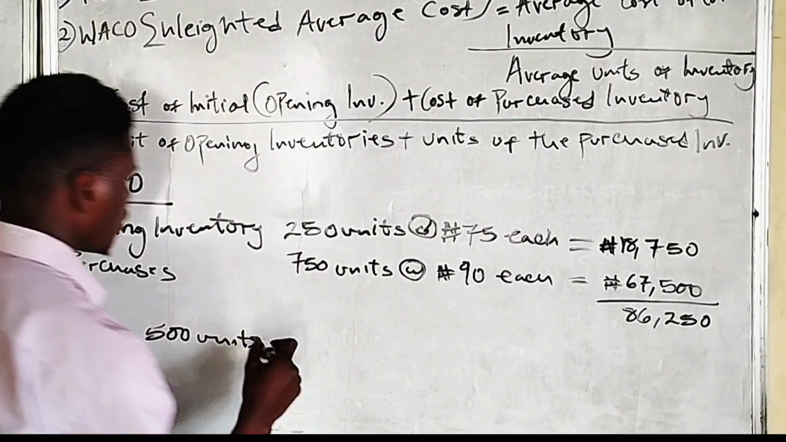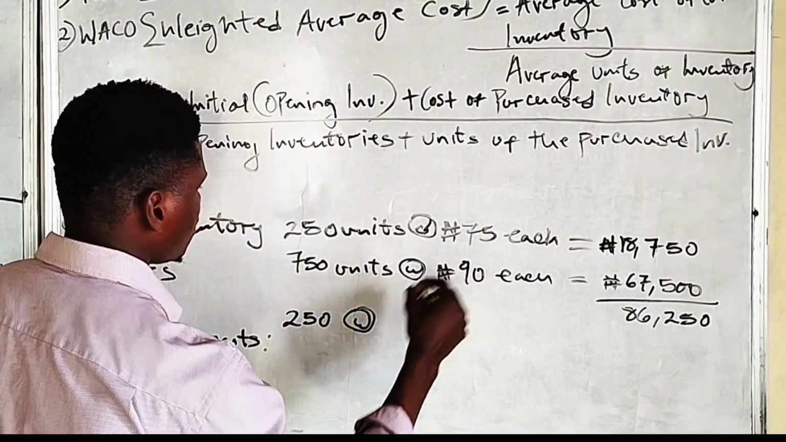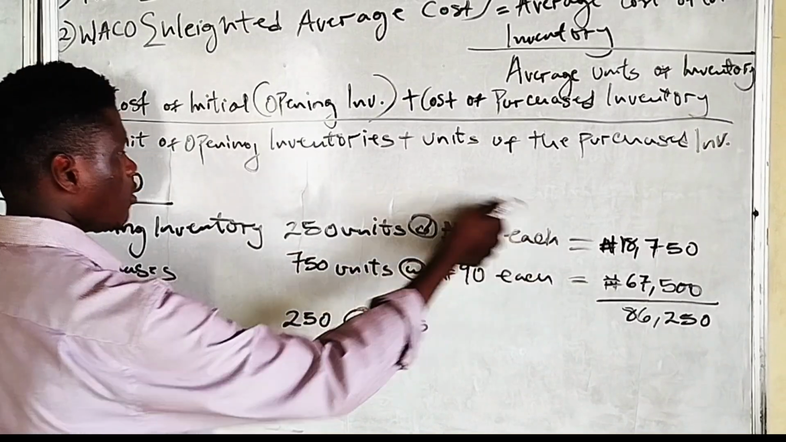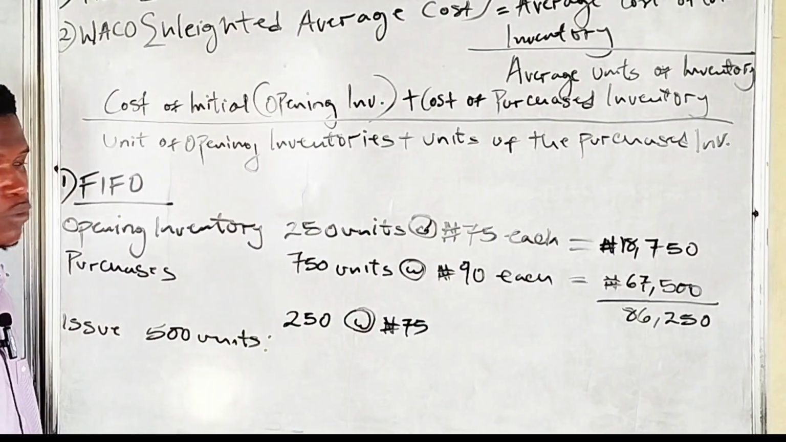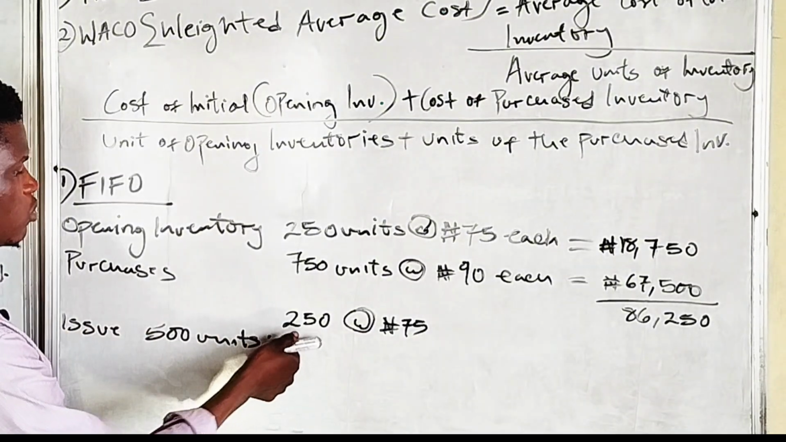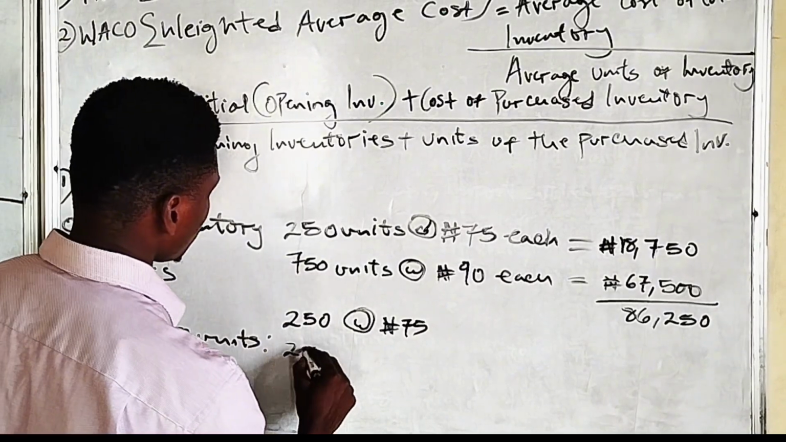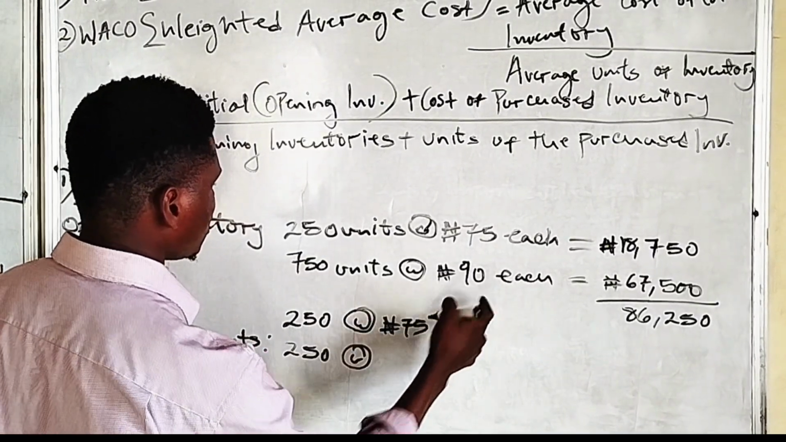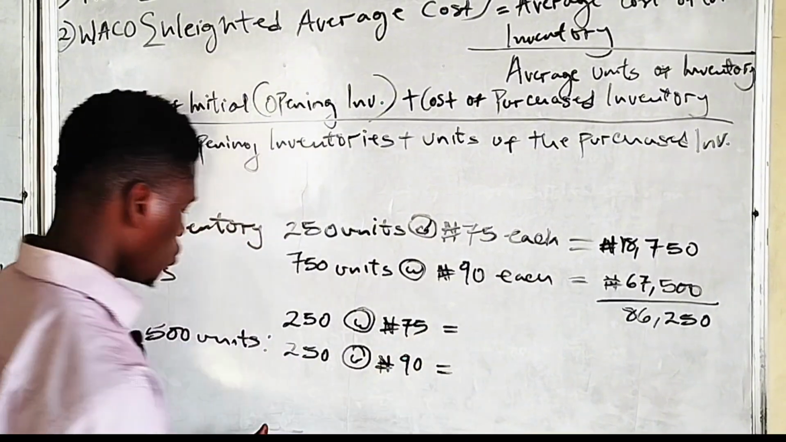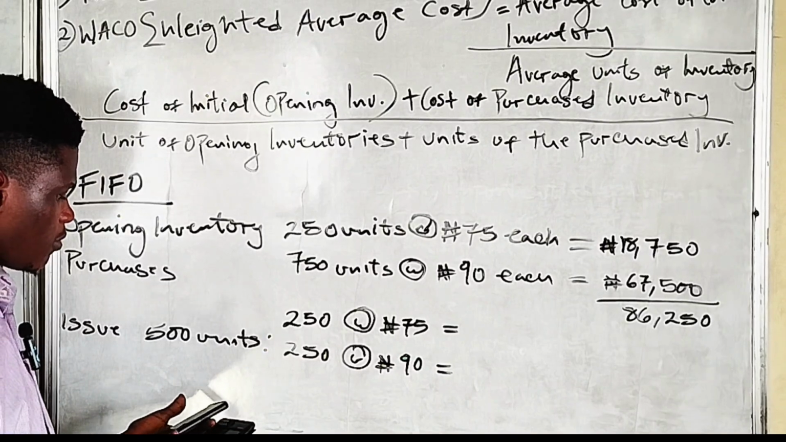So we issue at first 250 units at 75 naira. So it means that everything here has been sold out with this. But what we are issuing is 500 units, not 250 units. So the remaining 250 units will be taken from this, which is 250 at 90 naira now. This one will give us the value of our inventories issued times 75.